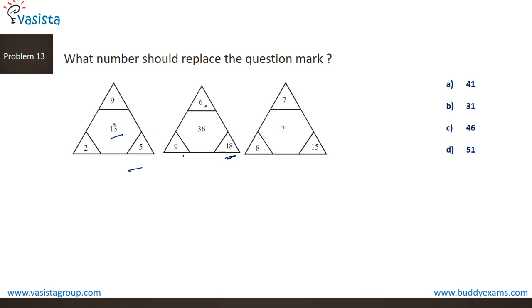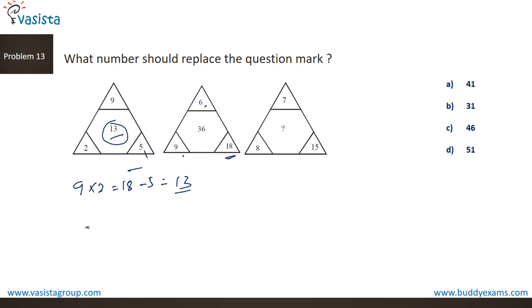So what we can do, see by observing this, 9 2s are 18. 9 into 2 which is going to be 18, and when you subtract this number, that is 5, we are going to get 13. Right here the same procedure we will adapt.